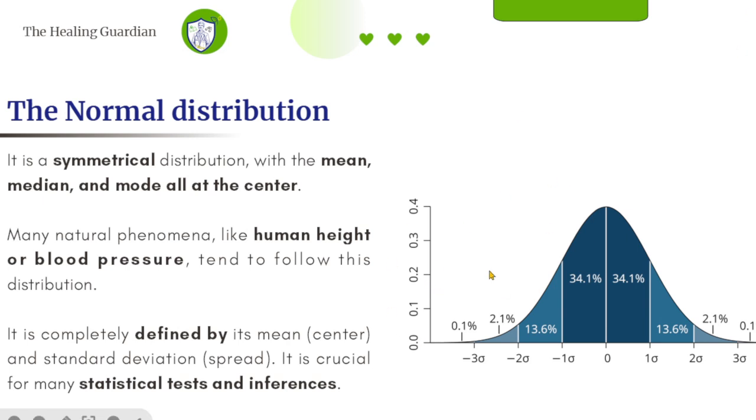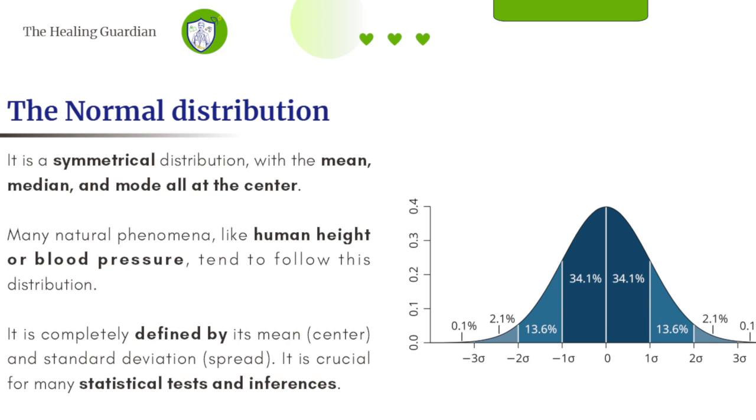Normal distribution is this bell curve, and it is called normal because most of the values lie close to the mean. That is a normal distribution, what we call symmetrical. You find the mean, the mode, and the median are all at the center of the population. So many natural phenomena like height and blood pressure follow this trend. So if you're in biostatistics, we mainly use the normal distribution in hypothesis testing, and it is completely defined by its mean and standard deviation.